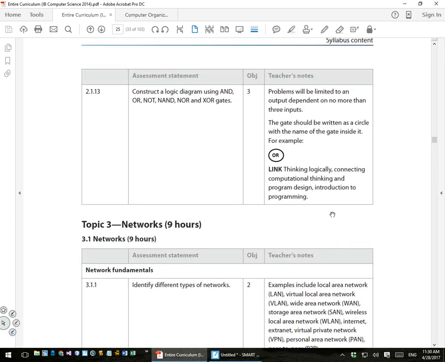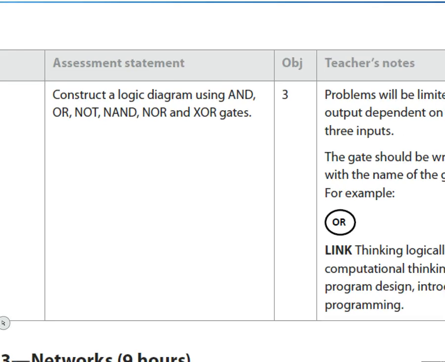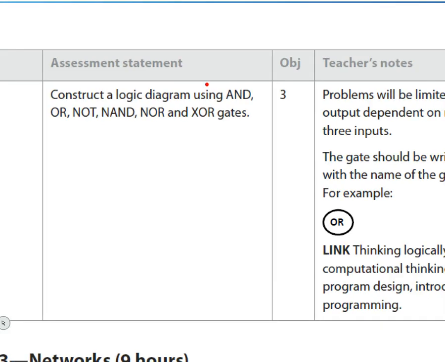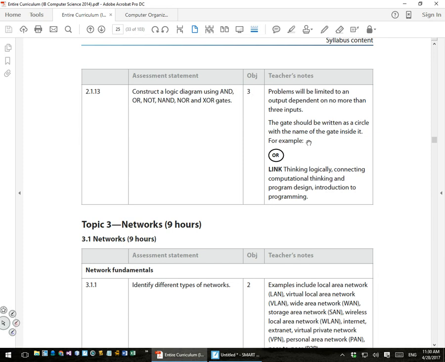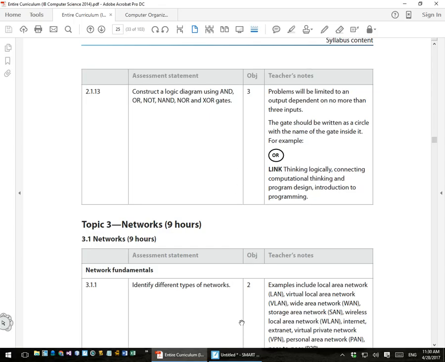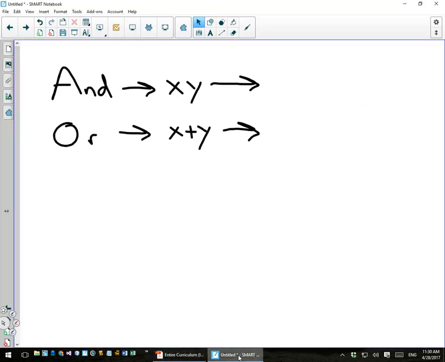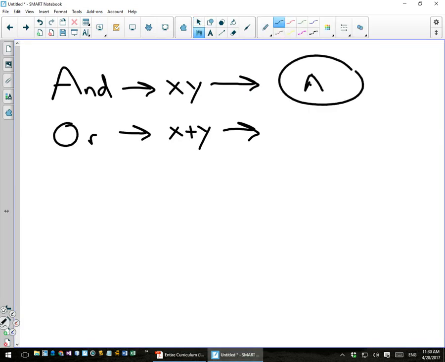Okay. Right here. It says, construct a diagram using these gates, which are symbols. However, what it says about the gates is, the gate should be written as a circle with the name of the gate inside it, like this. So that's what I was talking about there. So the actual symbol in a gate for AND is just this, with the word AND inside. The symbol for OR is just a circle with the word OR inside.